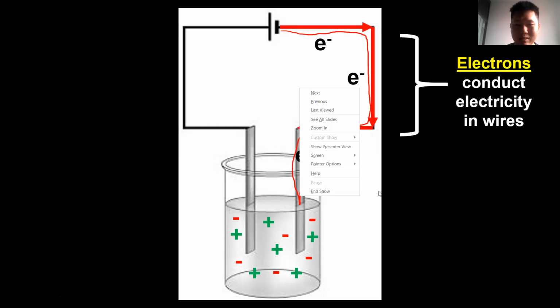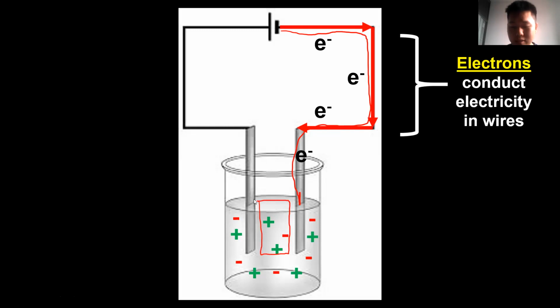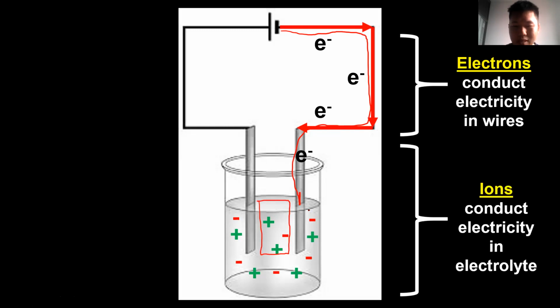So how does electricity flow through to close the whole circuit? Because right now, between the electrodes is actually the solution. So what actually completes the whole circuit is the ions in the electrolyte. The ions over here are the ones that conduct electricity inside the electrolyte.